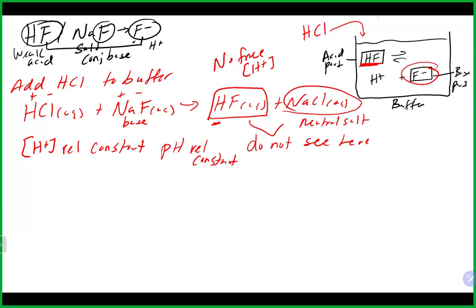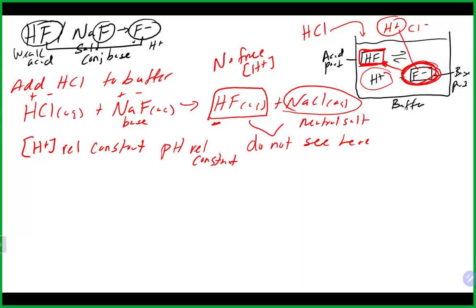What it does is as that H plus and Cl minus comes in, that H plus gets tied up here with the F minus and actually makes some more HF in this case. And what that does is it keeps pretty much the amount of H plus we had in there originally about the same. And that's what keeps the pH about the same. I say relatively constant because, as I mentioned before, if you were following the pH, you would see it come down a little bit, but you would not see a giant drop in pH.